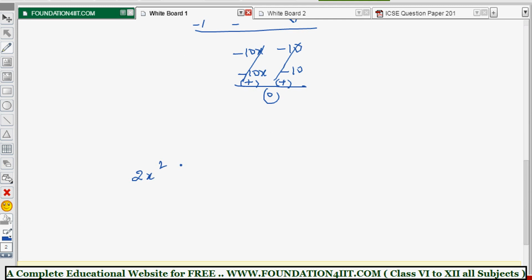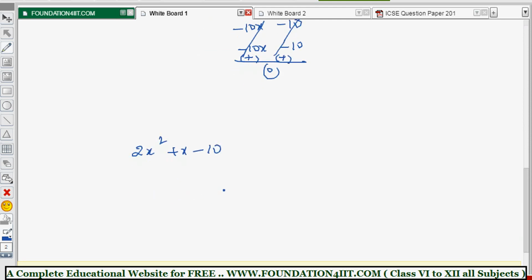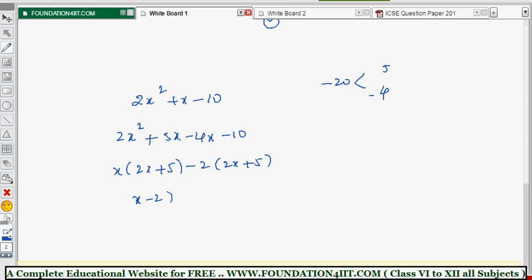2x square plus x minus 10. If you factorize this, you will get the other 2 factors. So 2x square plus x minus 10: 2 into minus 10 is minus 20, which you can write as 5 into 4. So plus 5x minus 4x minus 10. Take x common, x into 2x plus 5, minus 2 common, 2x plus 5. So x minus 2 and 2x plus 5.